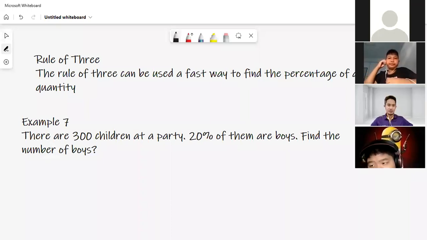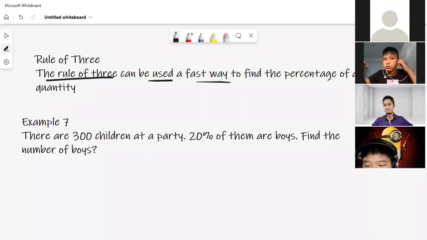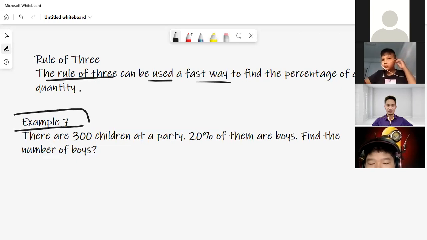107. Okay, rule of 3. It says here, the rule of 3 can be used as a fast way to find the percentage of a quantity. I know you are confused by this one. Do not worry, we have many examples. So example 7. Who can read example 7?